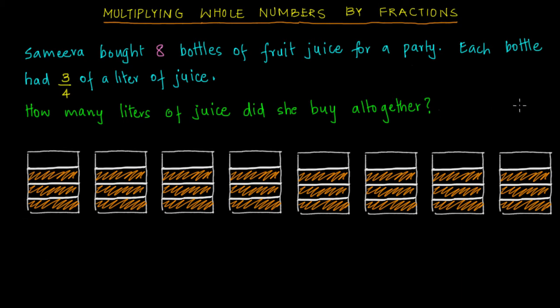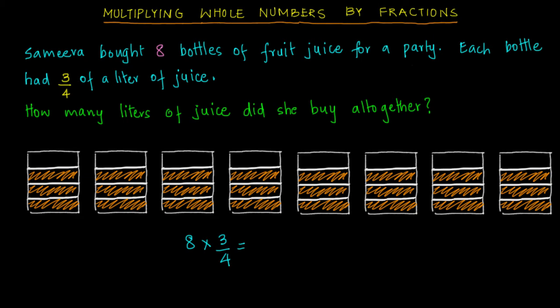So there are 8 bottles of juice and each bottle has 3/4 of a liter of juice. What would be the equation that represents this problem? So we have 8 bottles of juice and each bottle has 3/4 of a liter of juice. So we have 8 times 3/4. How do we do 8 times 3/4? How do we figure it out?